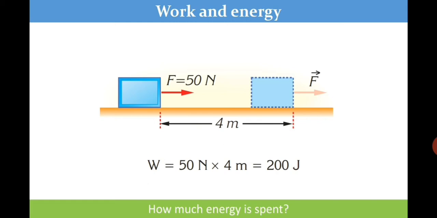In this picture, you can see two bodies moving in the same direction. The distance between the two bodies is 4 meters. We can find work using the formula: work is equal to force times distance. Force is equal to 50 newtons. Distance is equal to 4 meters. So work is equal to 50 newtons times 4 meters, which is 200 joules.